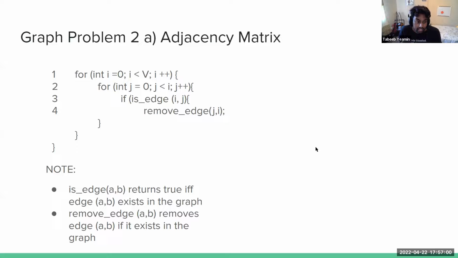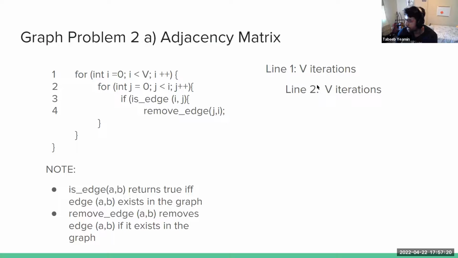So for the case of an adjacency matrix, the first two lines are going to be the same for everyone. Okay, so line 1, you're going to do V iterations. And then for line 2, technically, you're not going to do V iterations all the time, right? You're going to do like 1 iteration and then 2 iterations and then 3 iterations. But if you remember from like A67, if you add those all up, it'll end up being some factor of V, right? So this is also going to be V iterations.